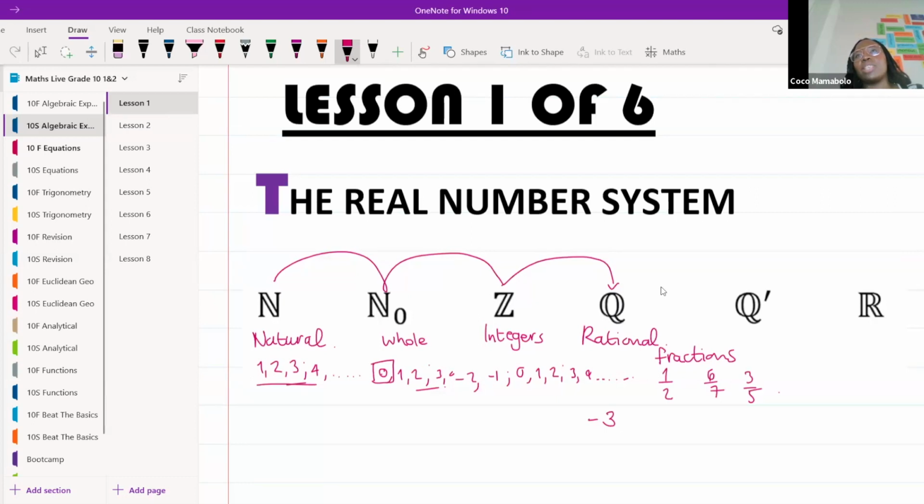How would I be able to express it as a rational number? Yes, correct, Abu, 100%. It's going to be -3/1, because that doesn't change the value at all. But there, I've written it as a fraction. And that shows me that it is part of rational numbers. All right, okay. The only one that isn't part of this group that we have here is your irrational numbers.